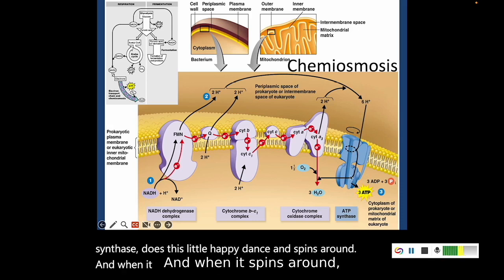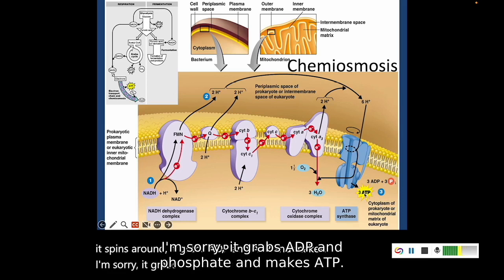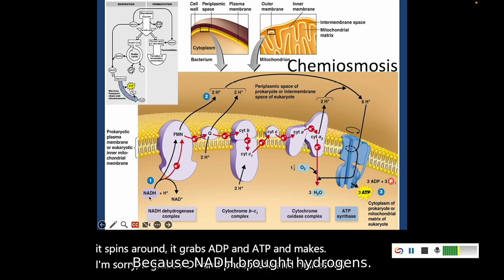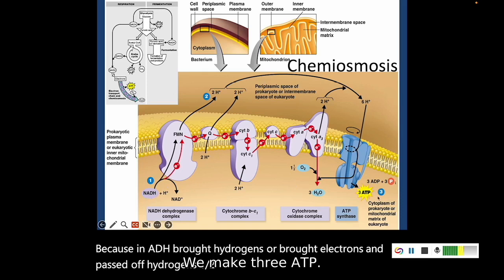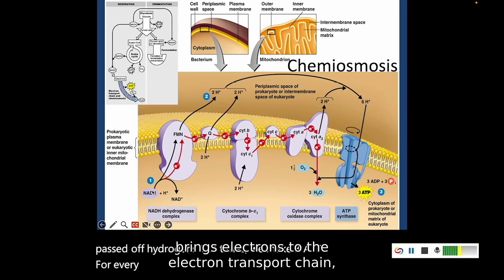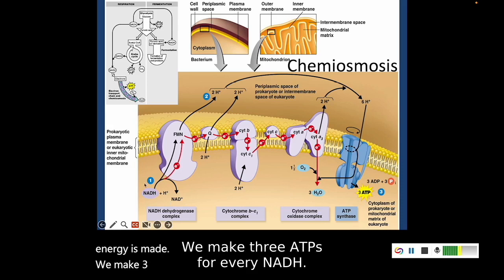And when it spins around, this little wheel spinner part here grabs ADP and phosphate and makes ATP. Because NADH brought electrons and passed off hydrogens 1, 2, 3 times, we make 3 ATP. For every NADH that brings electrons to the electron transport chain, we make 3 ATP. So in your chart that's asking how much energy is made, we make 3 ATP for every NADH.